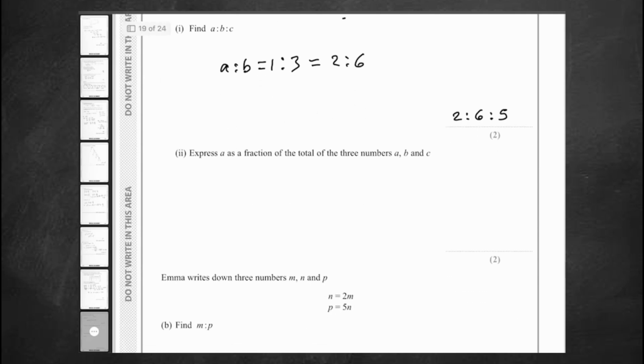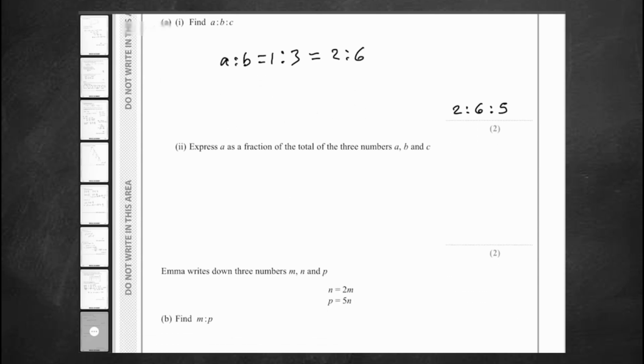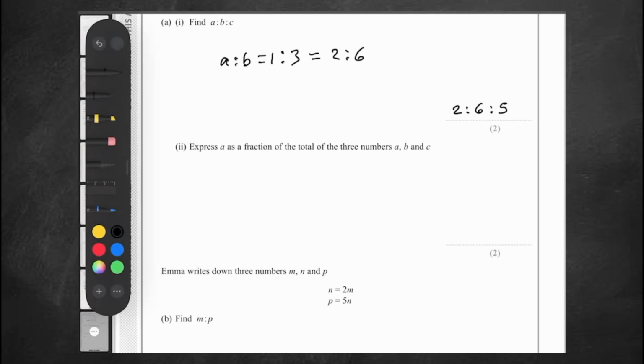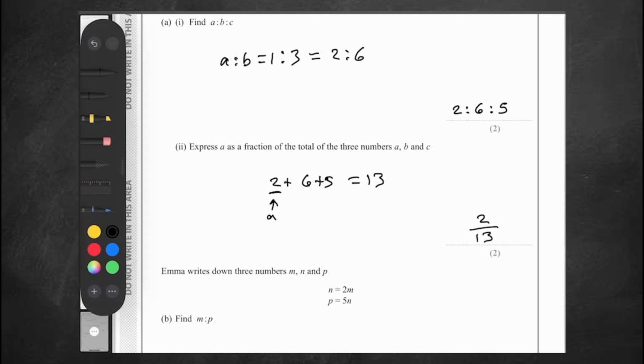Express A as a fraction of the total of the three numbers A, B, and C. So all we need to do here is 2 plus 6 plus 5, which is 13, which is the total of the three numbers A, B, and C. And we know that 2 is A, so it's just simply 2 out of 13.